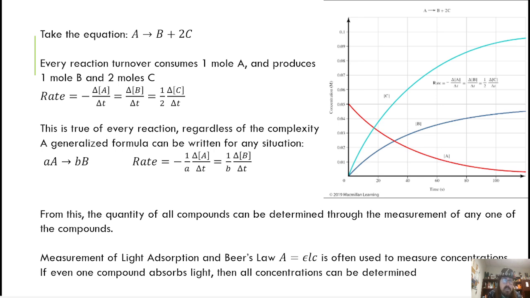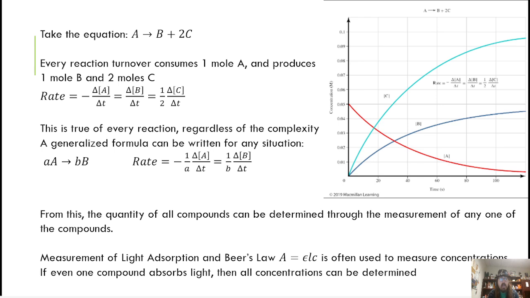And so we can relate these by a simple formula: the rate equals negative change in A over change in T equals positive change in B over change in T. So the rate of A and the rate of B are directly opposite, just by signs. But the rate of C, since it's double that, is twice as big as A or B, so we need that 1/2. So when looking at relative rates, we can make this simple generality based on the stoichiometric relationship.